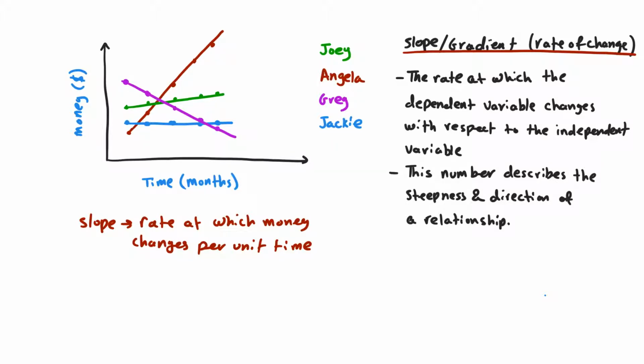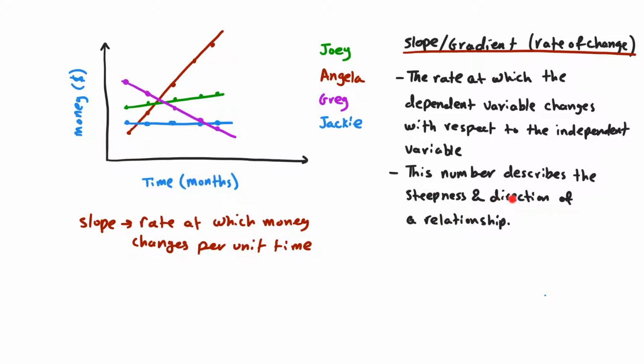And we can see that two of the steepest lines in this case are the relationship for Angela and for Greg. We can see that both of those are pretty steep. We can see that Jackie's over here doesn't actually change at all. It's pretty flat. It's like a horizontal line which has no steepness. And Joey over here, you can see that the amount of money that he's making is increasing, but it's not that steep. So the slope is a number that describes both steepness and direction of the relationship.